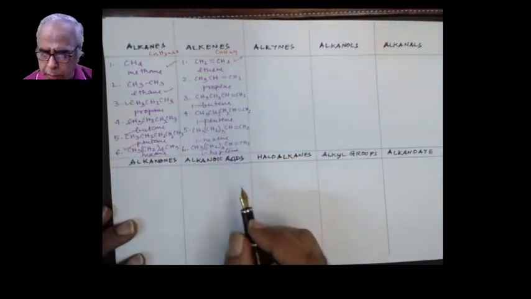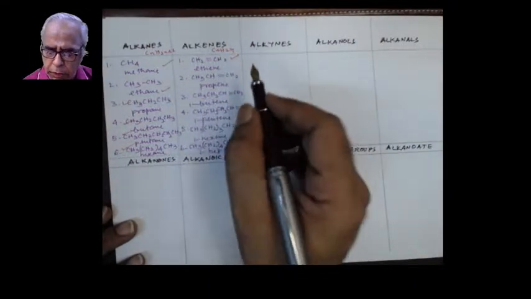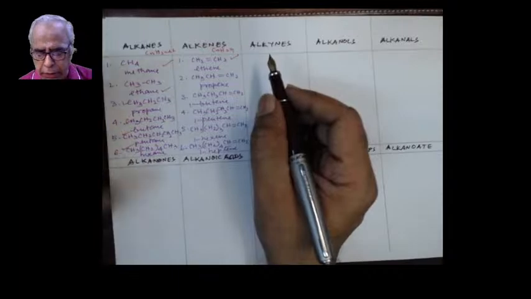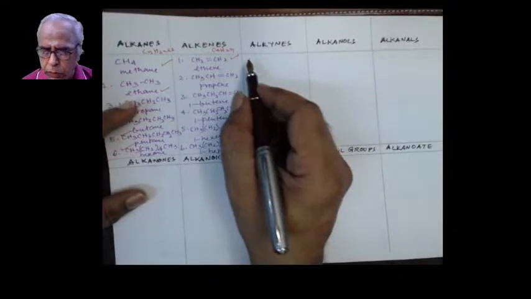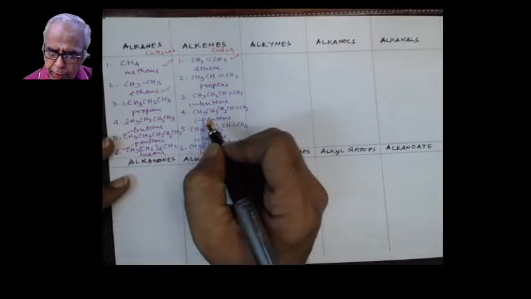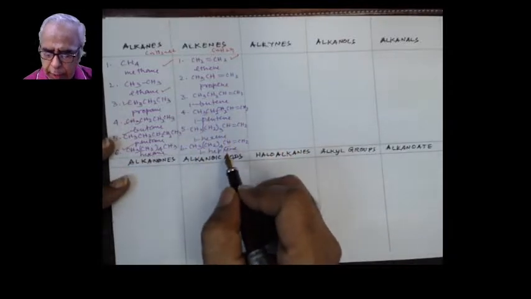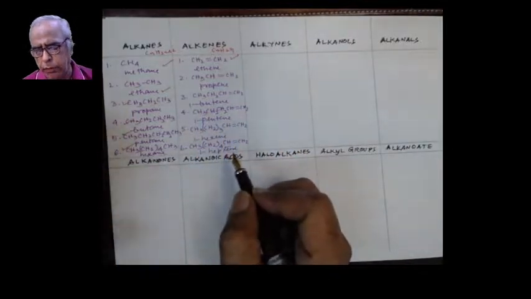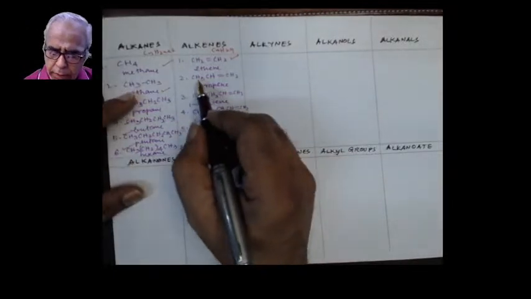CnH2n. Okay, so CH2 double bond CH2, which is nothing but ethene. Okay, so C2H4, and we want to develop further. So prop, we know prop means 3, but means 4, pent 5, hex 6, hept 7. Likewise you can proceed. So here I have written propene.